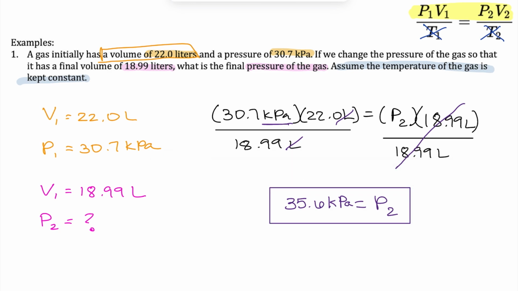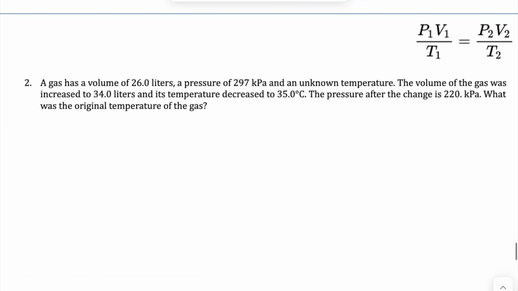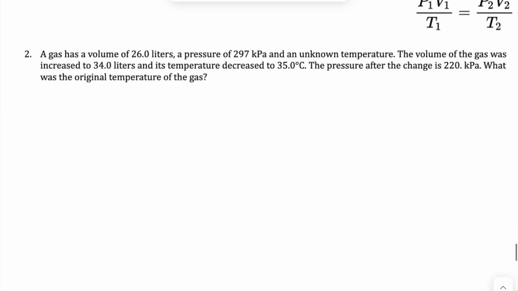And so that's how we can use that combined gas law that's on our formula sheet in order to get any of our other 3 relationships where we just have 2 variables changing. We could, though, have all 3 variables changing, so let's look at example 2. A gas has a volume of 26 liters and a pressure of 297 kPa.